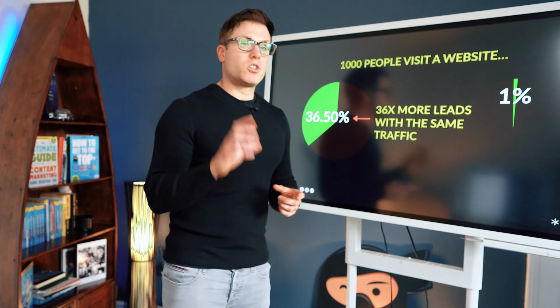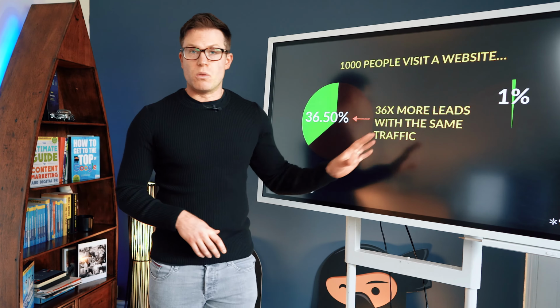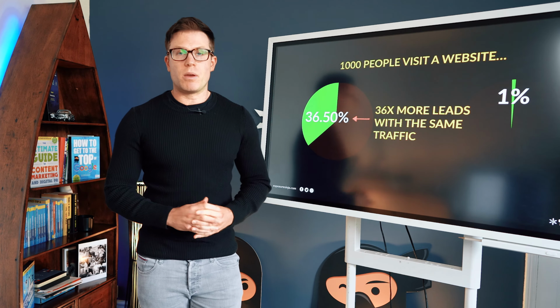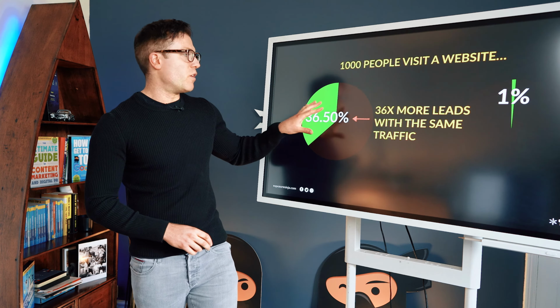Now, to be clear, a strong call to action is only one of the elements that defines your website's conversion rate, but it is a very important one. And also, to be clear, a 36.5% conversion rate on a page is ridiculous. Most sites never get anywhere near that, and we wouldn't expect them to.